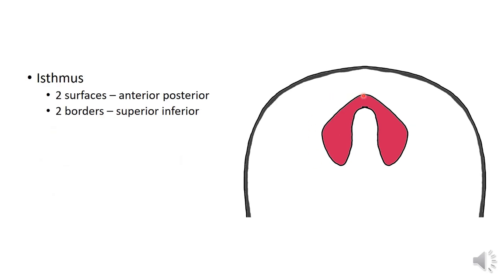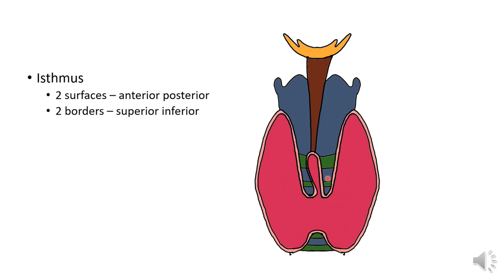Isthmus of the thyroid gland, as you can see in this diagram, has two surfaces, anterior and posterior. And as you can see here, it has two borders, superior and inferior.